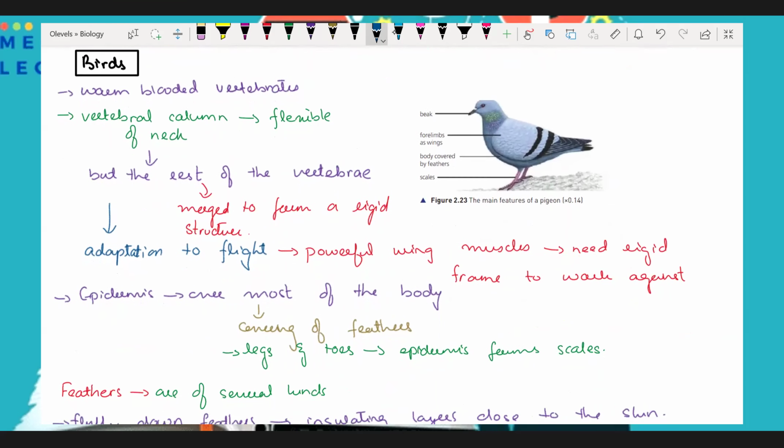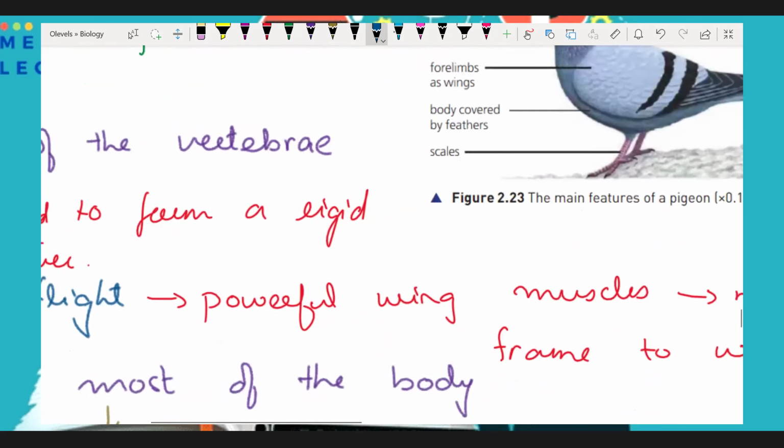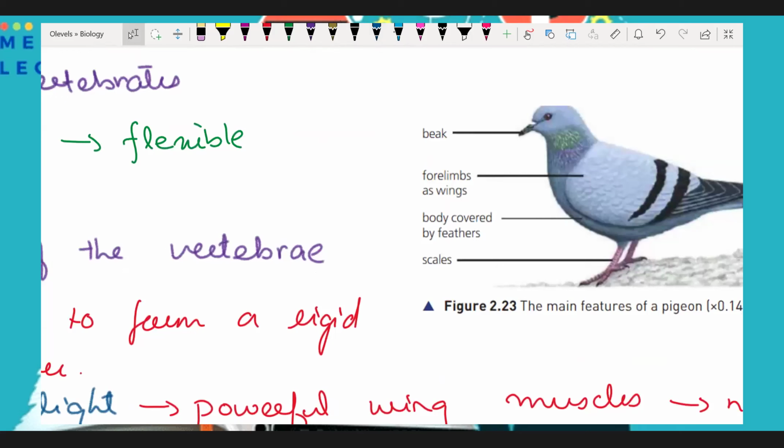The epidermis over most of the body is covered with feathers, right? The legs and toes have epidermis that forms scales. So as you can see here, birds usually have beaks. Their forelimbs are adapted to form wings, and their bodies are covered with feathers, and then they have scales over their feet.